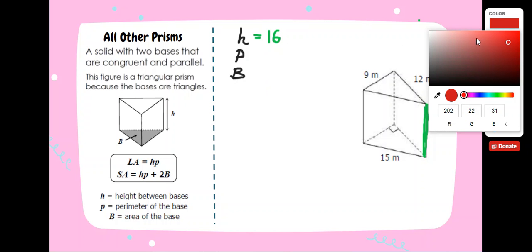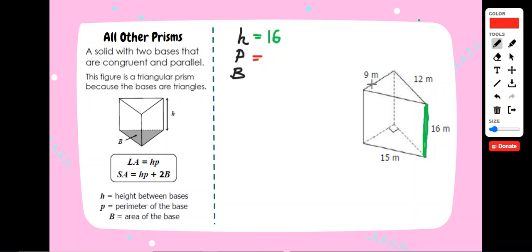Perimeter. If you guys recall your perimeter calculations, perimeter should be equal to all sides of the lengths of the base added together. So we have 9, 12, and then 15, which you'll have to look down here for.